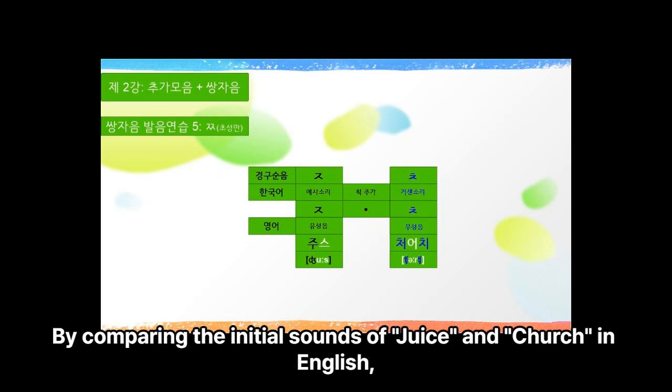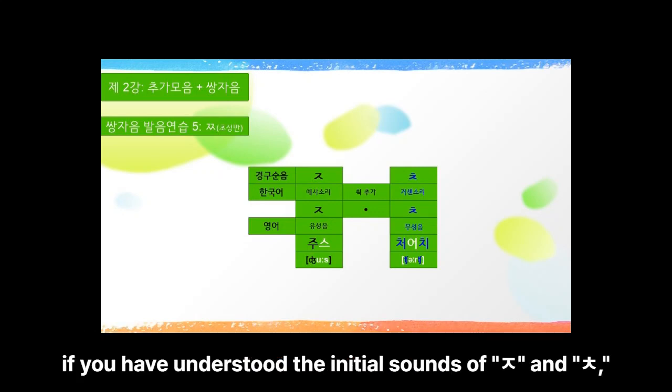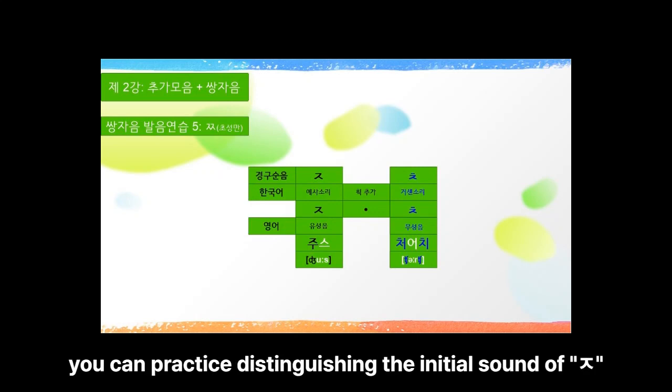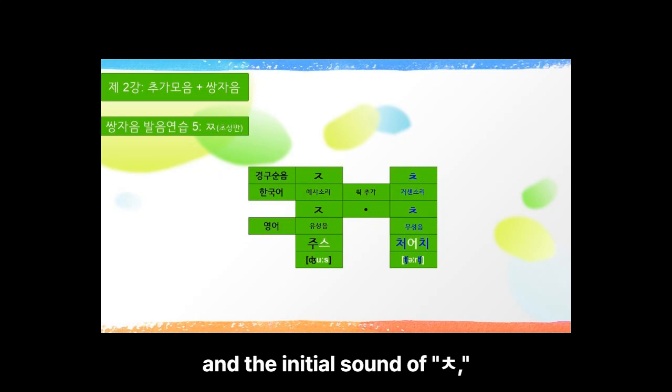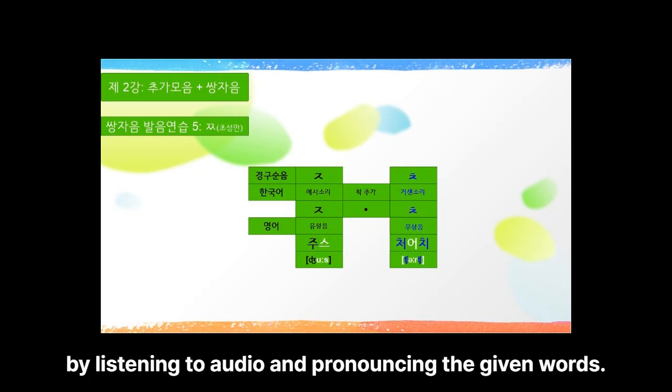By comparing the initial sounds of juice and church in English, if you have understood the initial sounds of jieut and chieut, you can practice distinguishing the initial sound of jieut and the initial sound of chieut by listening to audio and pronouncing the given words.